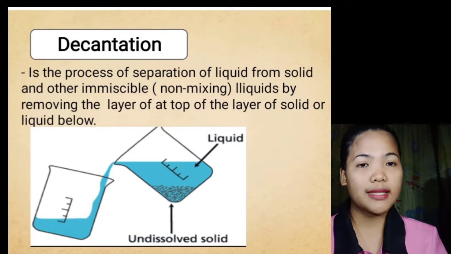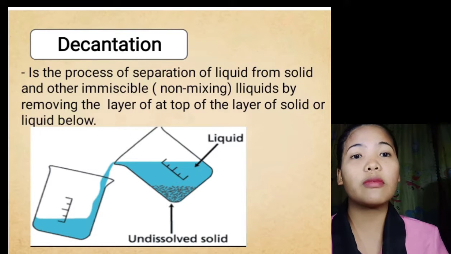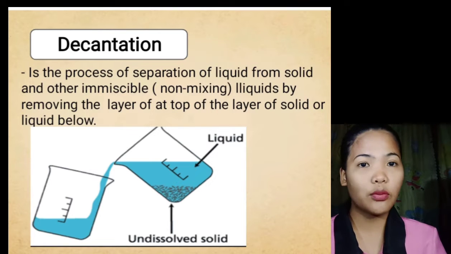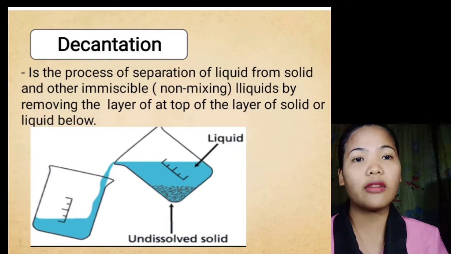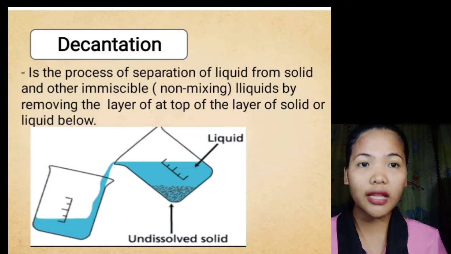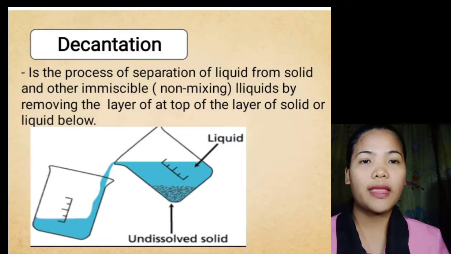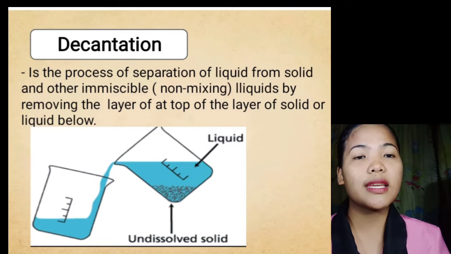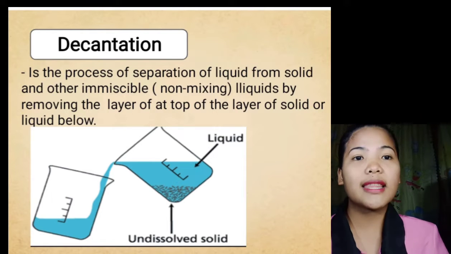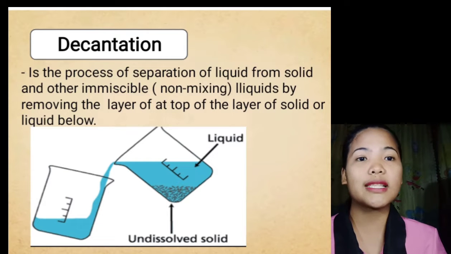Decantation is the process of separating liquid from solid and other immiscible, or non-mixing, liquid by removing the top layer from the solid or the liquid below. As we see in the picture of the decantation process of undissolved solid and liquid, the liquid, or the least dense, is slowly poured out, leaving the denser solid part behind.